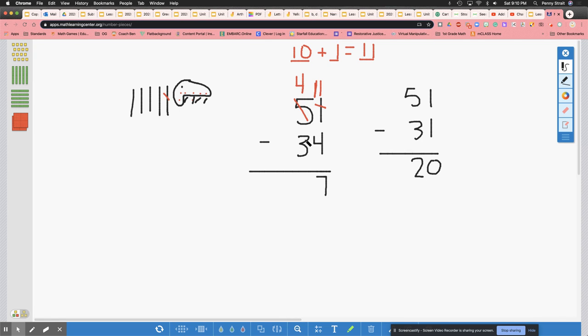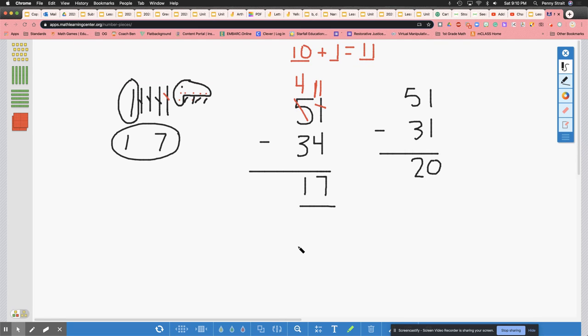So 4 minus 3, well, I know that in my head is 1, but let's prove that over here in our model. Let's take away 1, 2, 3. Yep, I see that 1 right here. So I see 1 10 and 7 ones. In my model, I see 17. In my equation, 4 minus 3 is 1. And I also see the 17.